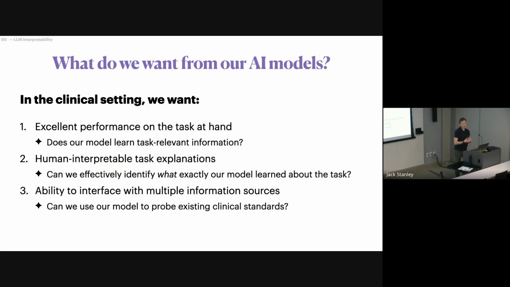And the third point might not be applicable in all cases, but it's certainly very relevant in a clinical setting: the ability to interface with multiple different information sources. What I mean by this is, is it possible to use our model to probe existing clinical standards and compare them to what our model found, which may enable us to suggest revisions to these existing clinical standards. So in terms of transformers, we've all seen empirically that the first criterion is certainly met. We've seen amazing prediction and inference capabilities with transformers, but the second 2 criteria are a little bit more challenging, of course, and that's really the subject of today's talk.